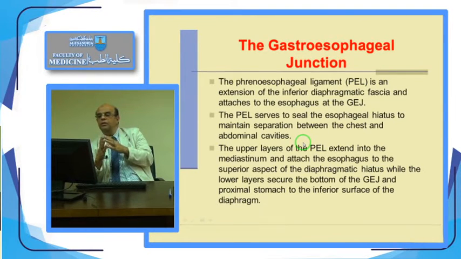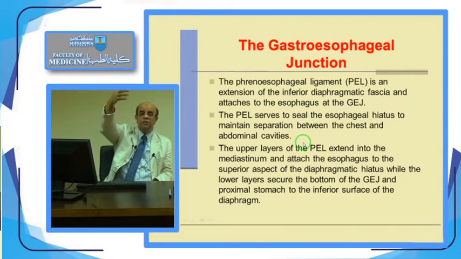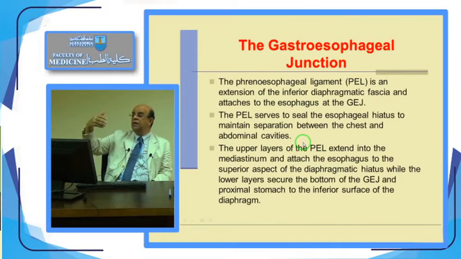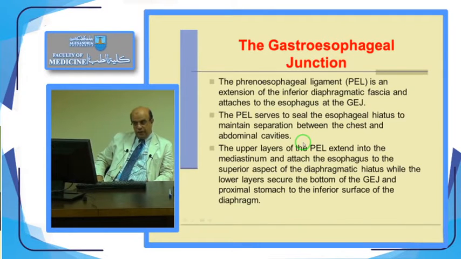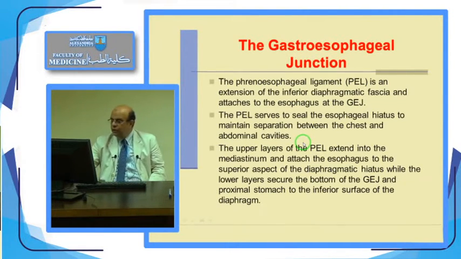So the phrenoesophageal ligament serves to seal the esophageal hiatus, because it's an opening between the mediastinum or the thorax and the abdomen, to maintain separation between the thoracic cavity and the abdominal cavity. The upper layers of the phrenoesophageal ligament extend into the mediastinum and attach to the esophagus and anchor the esophagus to the superior aspect of the diaphragmatic hiatus, while the lower layers secure the bottom of the gastroesophageal junction and proximal stomach to the inferior surface of the diaphragm.